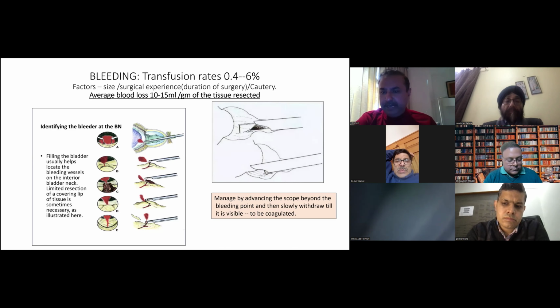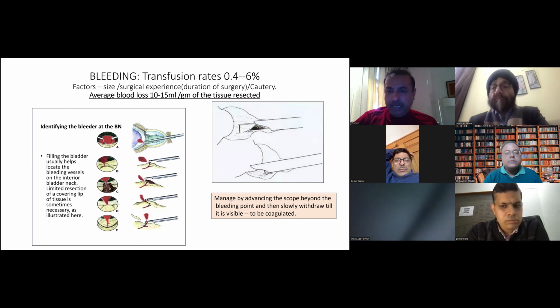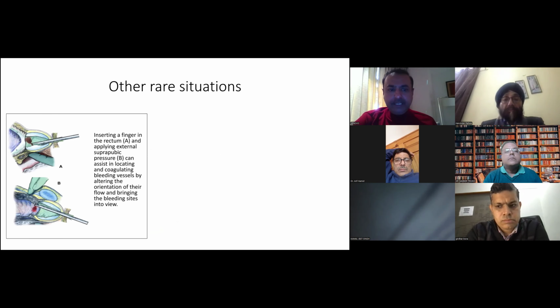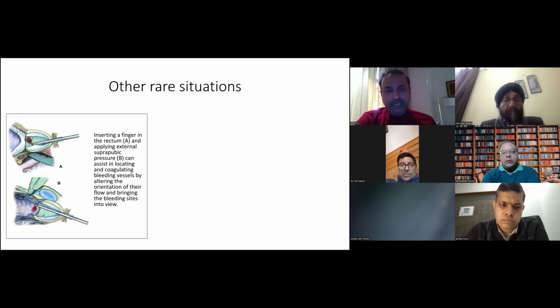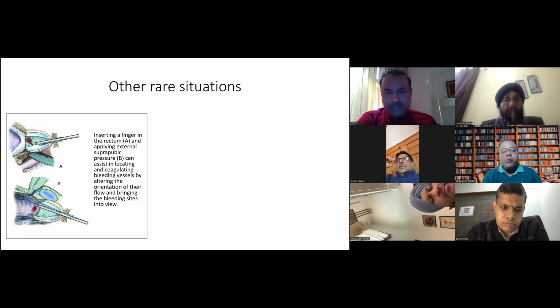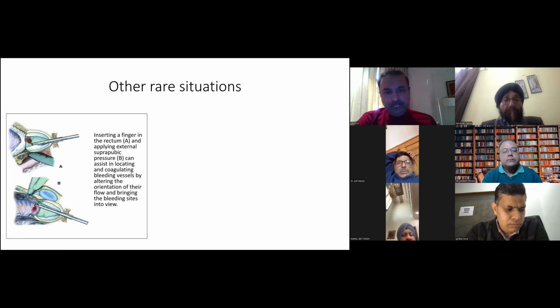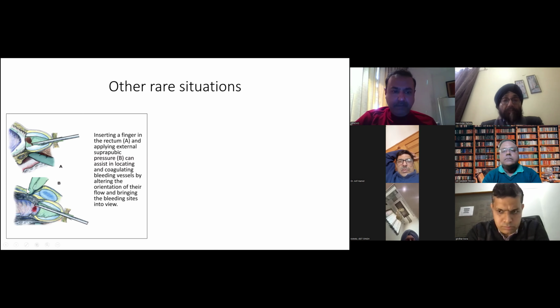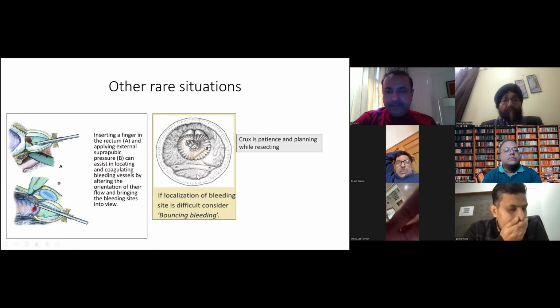You see the bleeder, and you just coagulate and cauterize that. Have patience, it will get coagulated. The other rare situation is, if you're not able to see a bleeder, you can always put your finger in the rectum, lift up the prostatic tissue, see the bleeder, and do that. Or you can press at the level of the bladder neck, or just proximal to the bladder neck. If your scope is not reaching there, empty the bladder and push the bladder from above, and you'll be able to see the bleeder and do that easily.